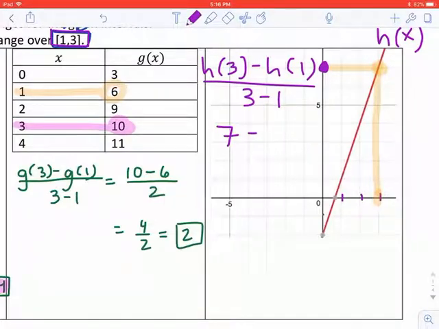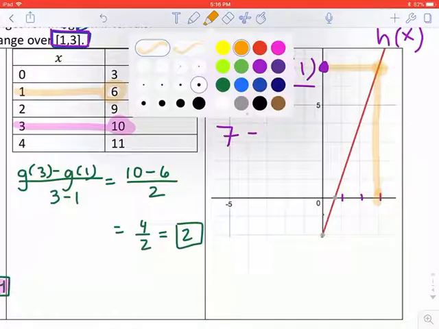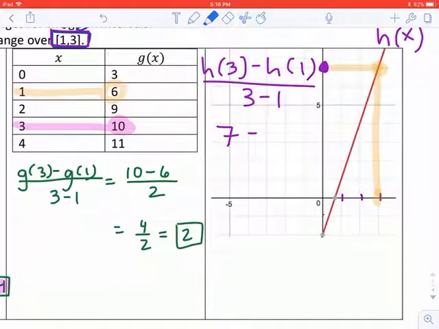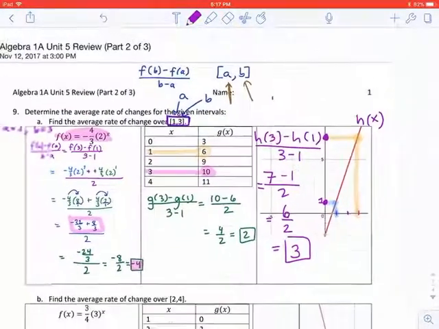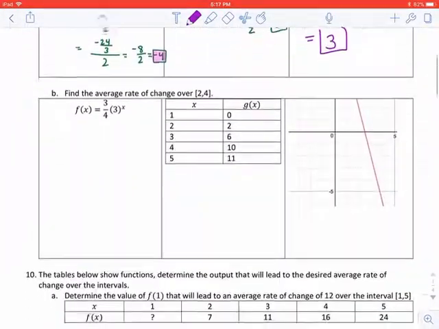Now let me do the same thing for h of 1. My x value of 1 is right here. I'm going to go up till I hit my graph, which is pretty quickly right there. This value is 1. So this is going to be 7 minus 1 over 3 minus 1, which I'll go ahead and simplify. This is 6 over 2, or 3, which matches up with our slope, which we had said it would be 3. Okay. Let's go down to number 10.